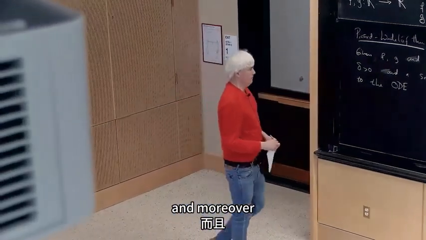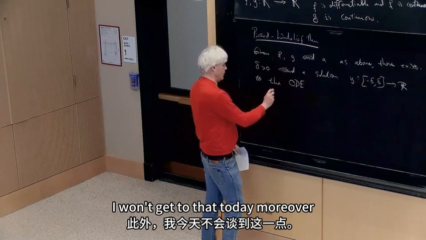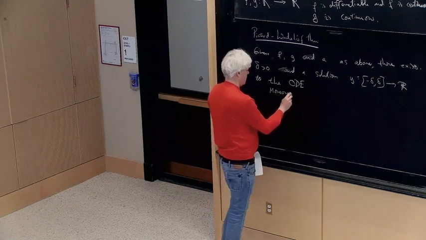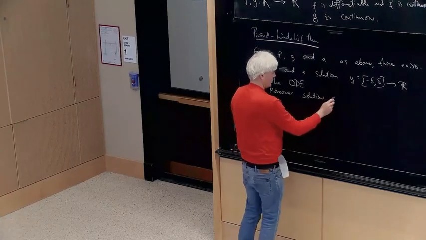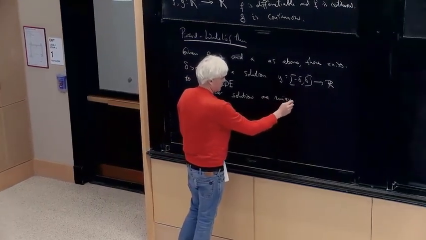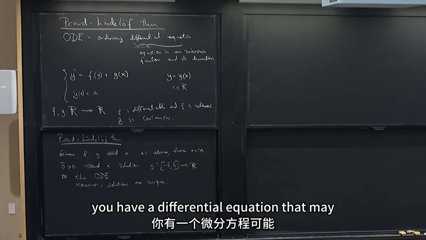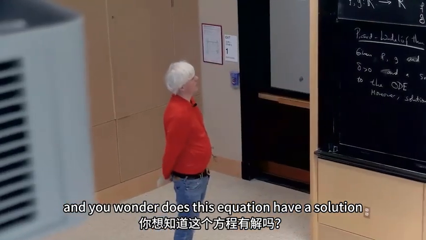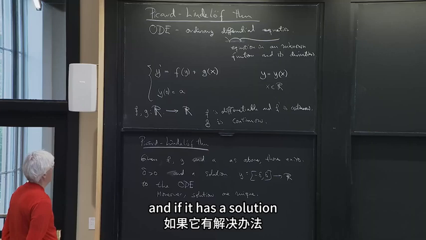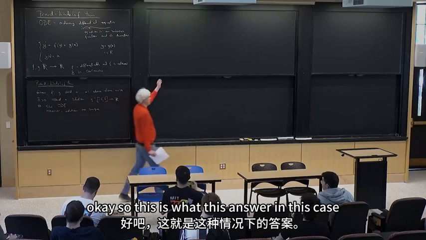And moreover, and I'll get back to that, I won't get to that today, moreover, solutions are unique. Okay, and so this is like a standard problem. When you're looking at differential equations, you have a differential equation that may describe something in nature, and you wonder, does this equation have a solution? And if it has a solution, are solutions unique?